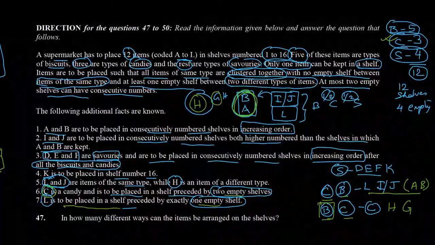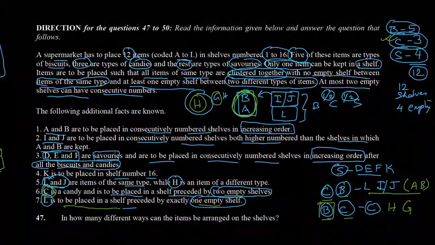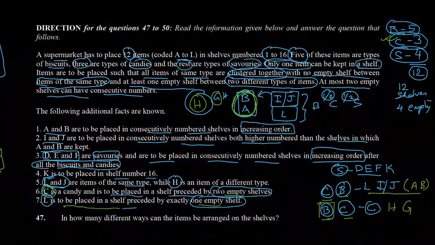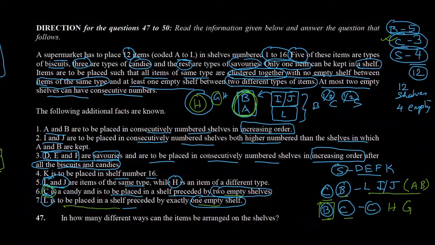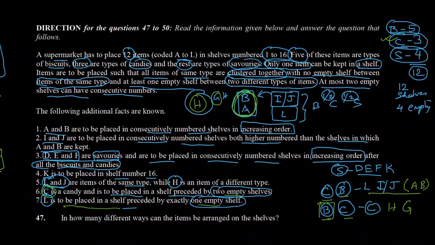So we will have the next 2 shelves empty, and then we will have C, and then we will have G and H, but we don't know the order, so we can have GH here or HG here, and then shelf number 12 will be empty. So this is one possible arrangement.